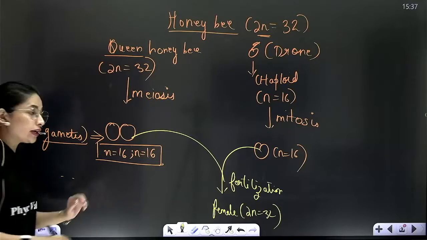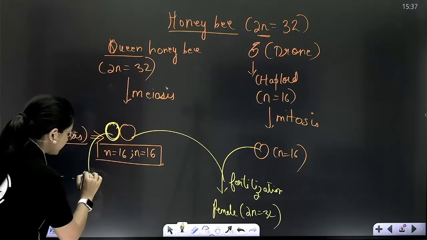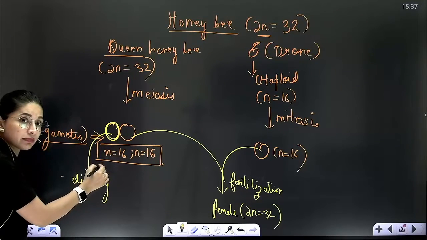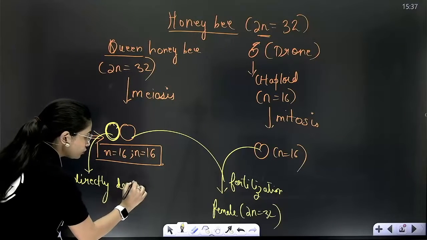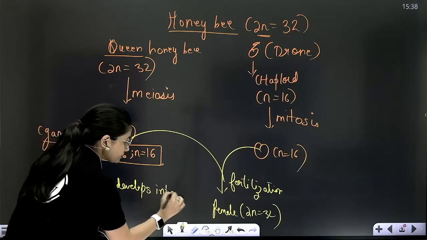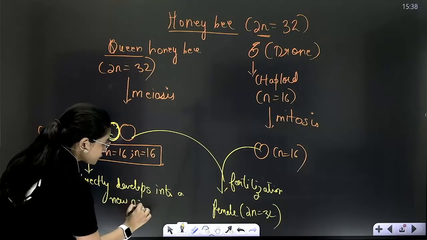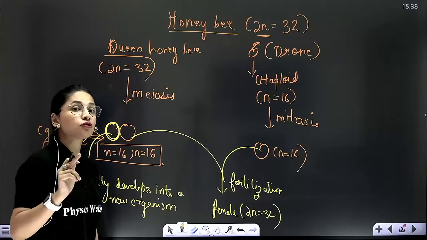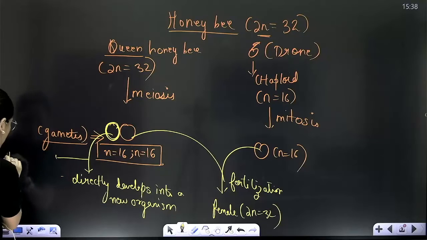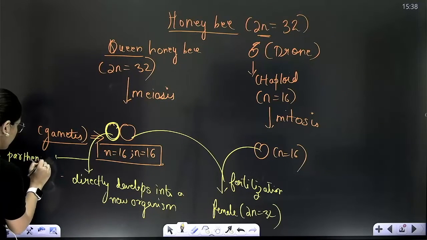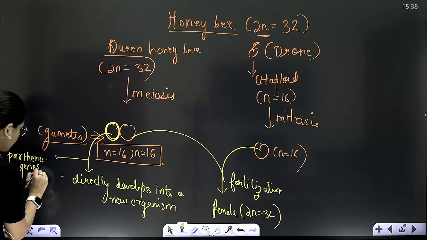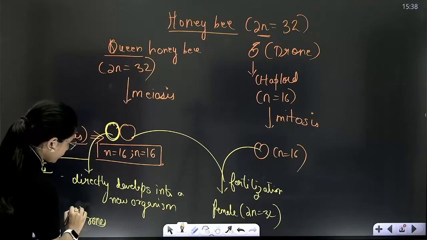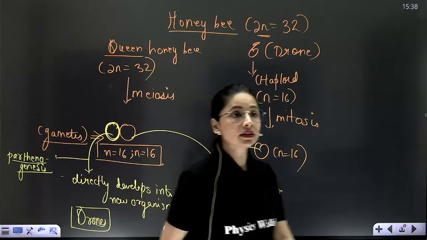However, if without fertilization one of the female gametes directly develops into a new organism, then such an organism is going to be haploid in nature. Without fertilization, they are developing parthenogenetically. So this is parthenogenesis. And they will be called drones.